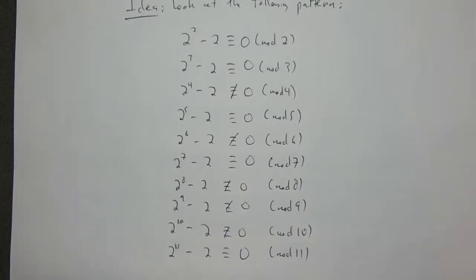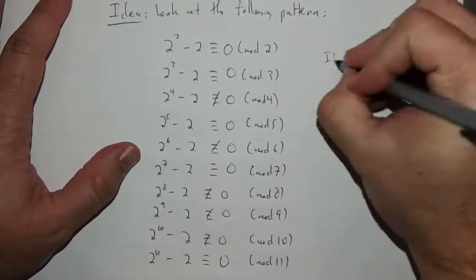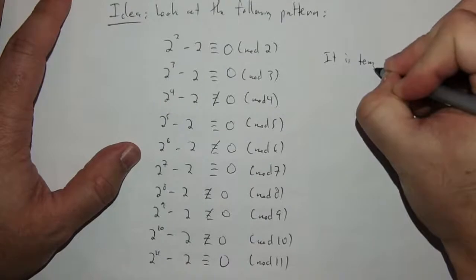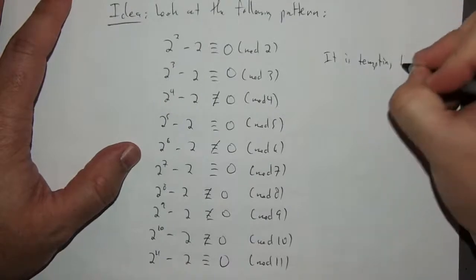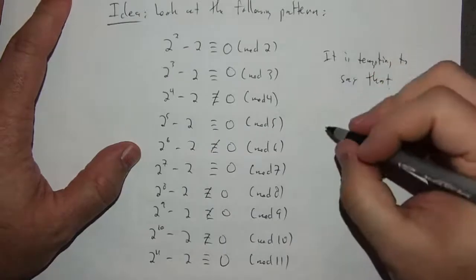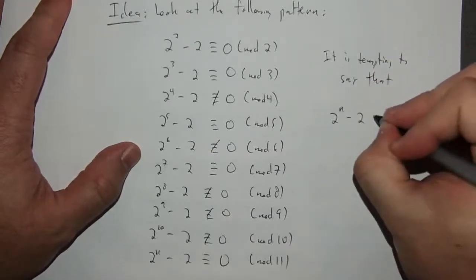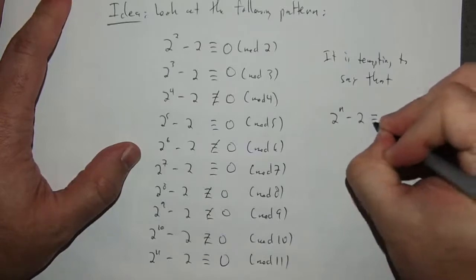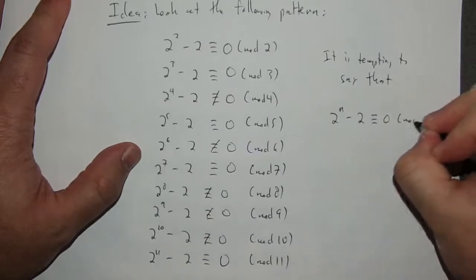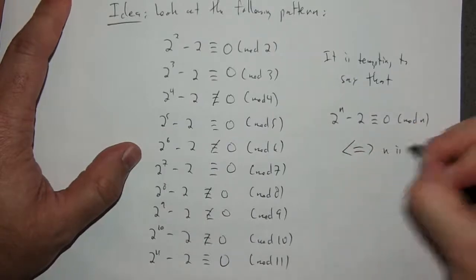So, it is tempting, right, to say that 2 to the n minus 2 is congruent to 0 mod n if and only if n is prime.